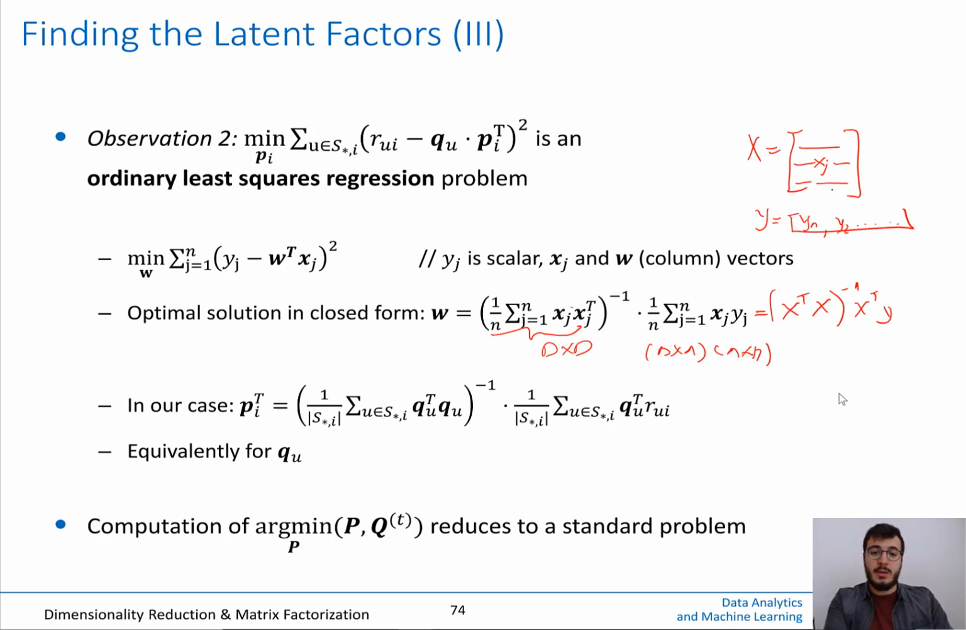Okay, so apparently solving this problem is just a simple regression problem, and then we can find the optimal P_i transposed for each of the i's directly in closed form. And if you do the same thing for Q_u, it's again true. Now just the order is switched. Now Q_u is the variable and P_i is the fixed constant. We were able to reduce one step of the alternating optimization procedure to solving simple linear regression problems.